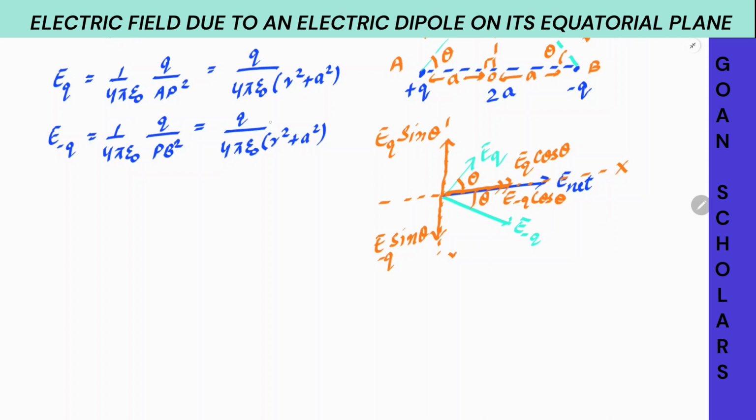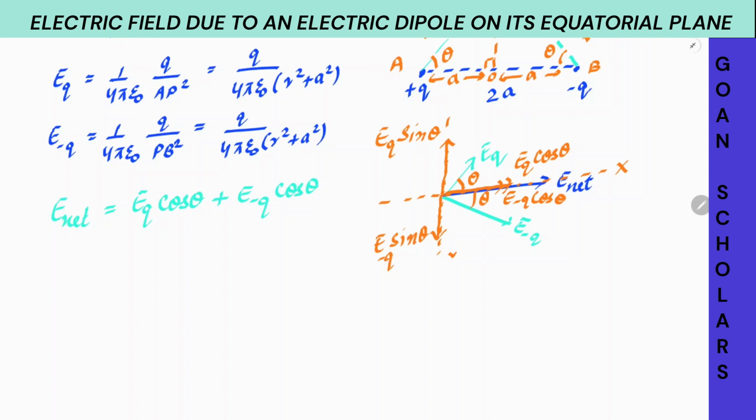We can see on the left hand side of the screen. If they both have the same values, one is up and one is down, then the vectors will cancel each other out. Hence, EQ sin theta and E minus Q sin theta cancel out. So E net is only contributed by whom? It is contributed by EQ cos theta plus E minus Q cos theta. I hope this is clear.